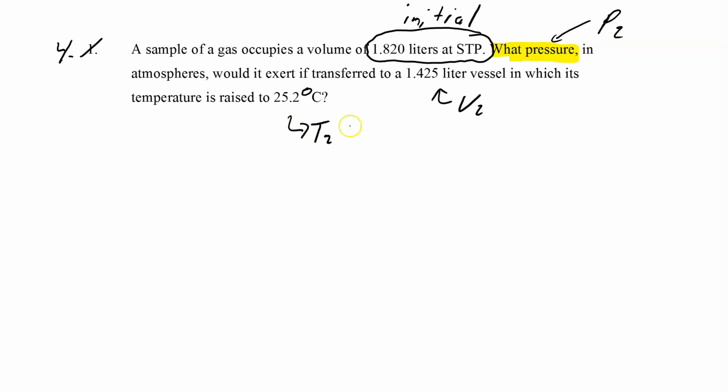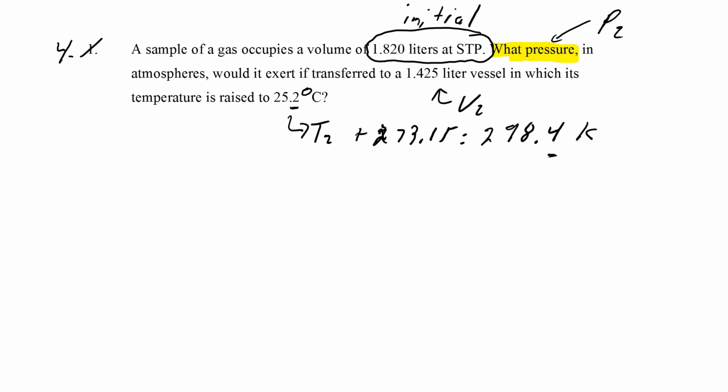We need to convert that to Kelvin, so we're going to add 273.15 to that given number, and our temperature is going to be 298.4 kelvins. Notice we only have one decimal place there, so we can only have one decimal place in our answer.